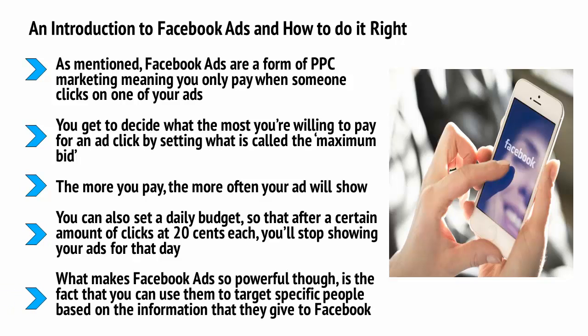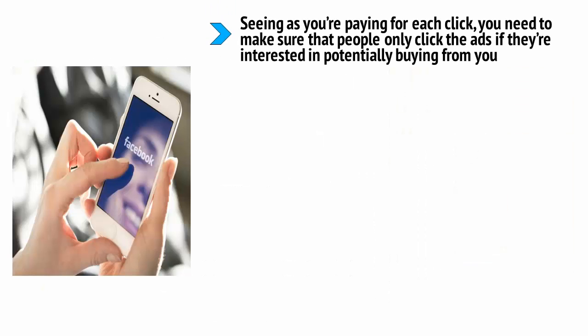What makes Facebook ads so powerful, though, is the fact that you can use them to target specific people based on the information that they give to Facebook: their age, their sex, their location, as well as their interests, their relationship status, and even their income. Seeing as you're paying for each click, you need to make sure that people only click the ads if they're interested in potentially buying from you. Therefore, you want to make sure that only the right kind of person sees your advert.